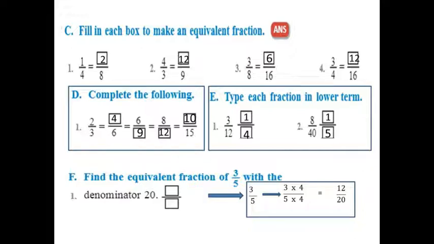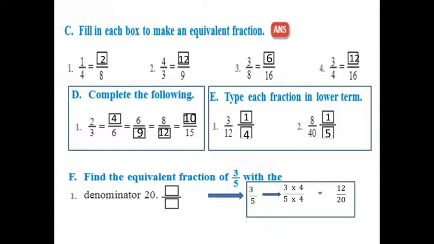The same way 8 by 40. So the common factor between 8 and 40 is 8. Here 8 is the highest factor. You can also divide by 2 as it is ending with 0 and 8. You can also divide by 2. But here I take the highest factor, that is 8. So 8 divided by 8 is 1 and 40 divided by 8 is 5. So the lowest term for 8 by 40 is 1 by 5.